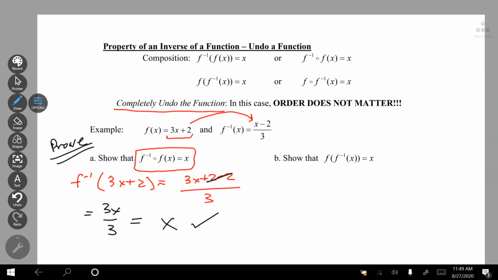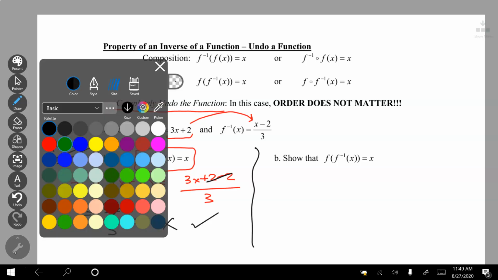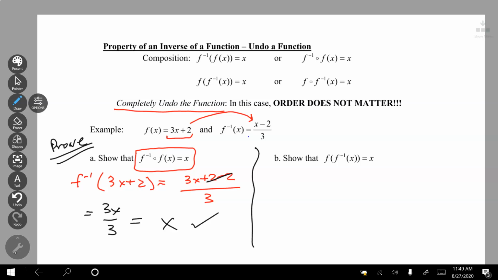This isn't finding the inverse. This is proving that they're inverses. A little bit different. I prove they're inverses by showing that their composition together is equal to x. Everything canceled out. Now the other one I'm going to do the other way. I'm going to take this function and put it in for this x.